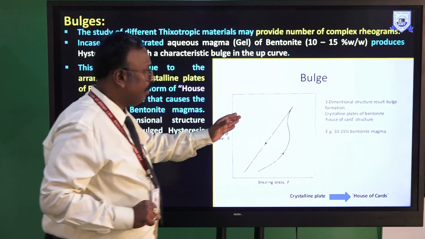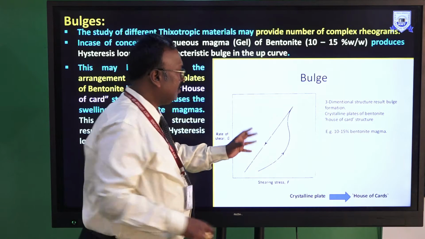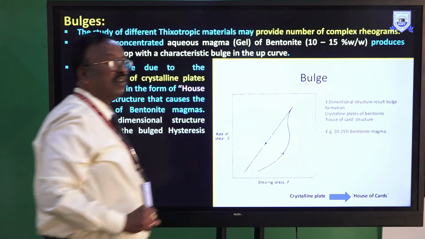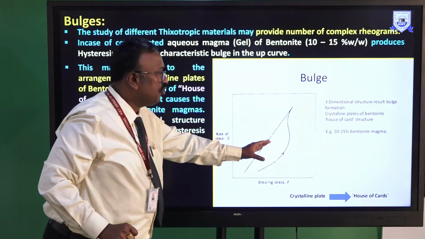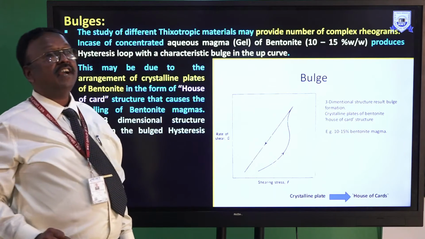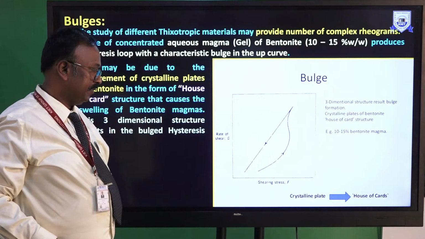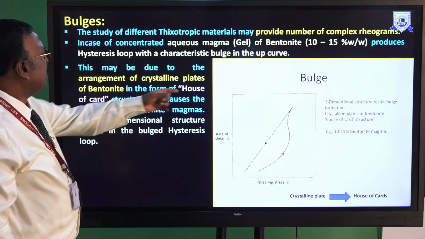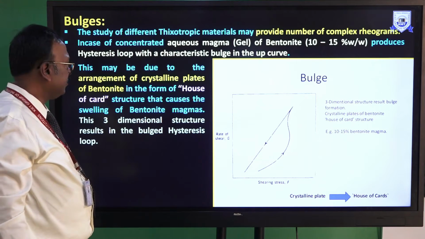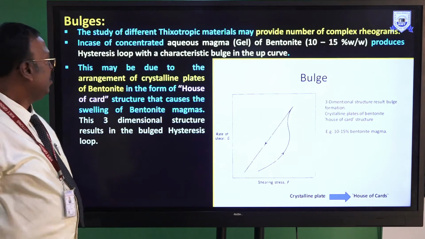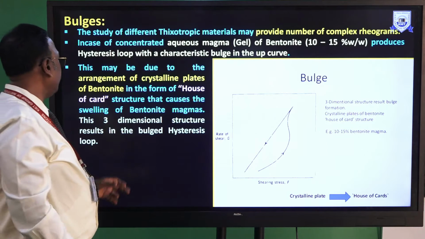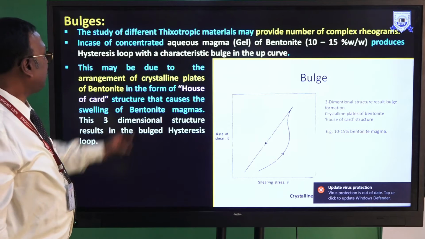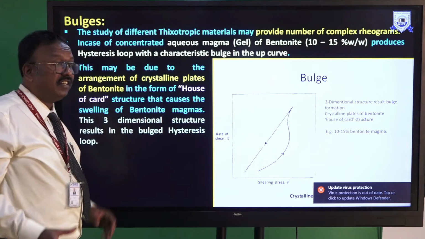The crystalline plates of bentonite form what we can call a house of cards structure, in 10 to 15% bentonite gel. That means this may be due to the arrangement of crystalline plates of bentonite in the form of a house of cards. This house of cards structure causes the swelling of bentonite gel.